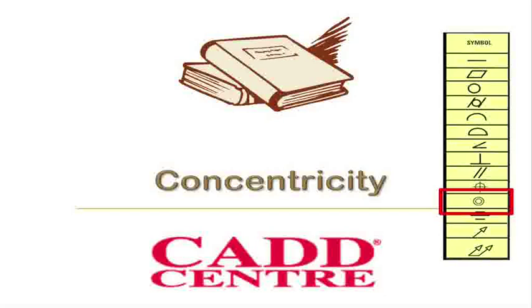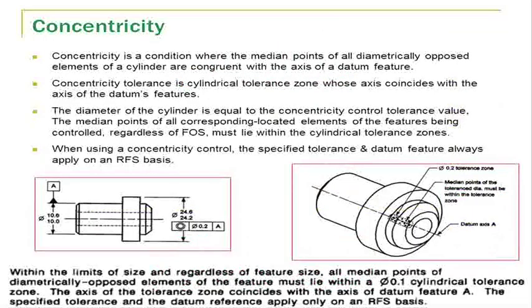Now let us discuss the first condition in location control, which is concentricity. Concentricity is a condition where the median points of all diametrically opposite elements of a cylinder are congruent with the axis of a datum feature. This kind of condition is mostly used for a stepped shaft. To represent the concentricity condition, first we have to represent the datum, and this concentricity condition can be applied only for a feature of size.